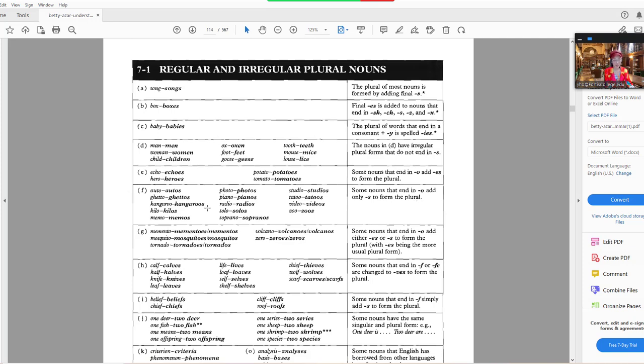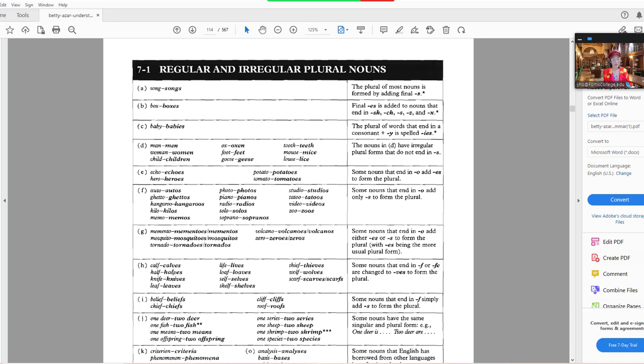Autos, ghettos, kangaroos, kilos, memos, photos, pianos, radios, solos, sopranos, studios, tattoos, videos, zoos. And some nouns that end in O, you add an ES. There's no particular reason why some nouns that end in O take just an S, and some take ES. It's just very irregular. So you have mementos, mosquitoes, tornadoes, volcanoes, zeros.